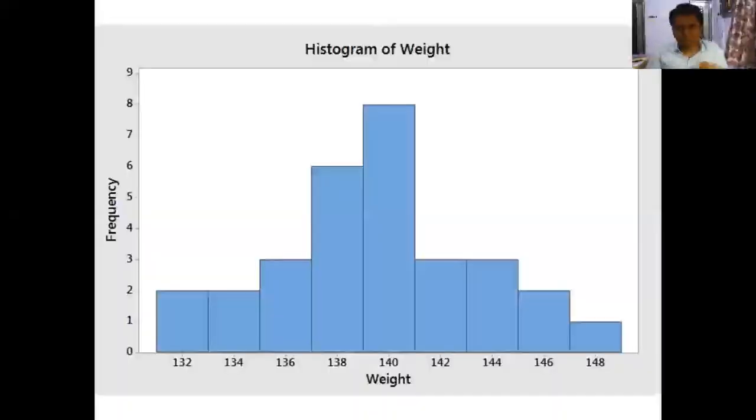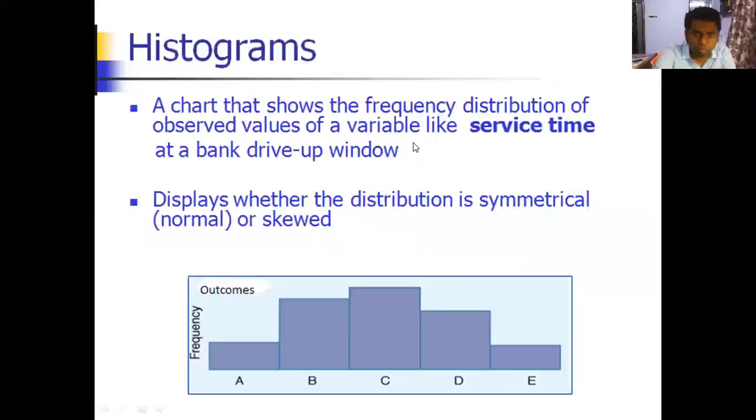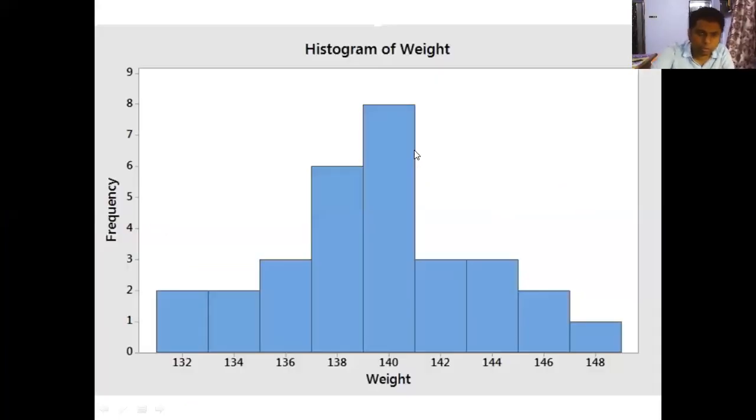I'd just like to add 2 things. I have added this slide of 7 quality control tools. The first is based on the histogram. I have shown here one example where along the x-axis you are representing the weights, and along the y-axis you are representing the frequency. So this bar represents the weight 132. This bar represents the weight 134.